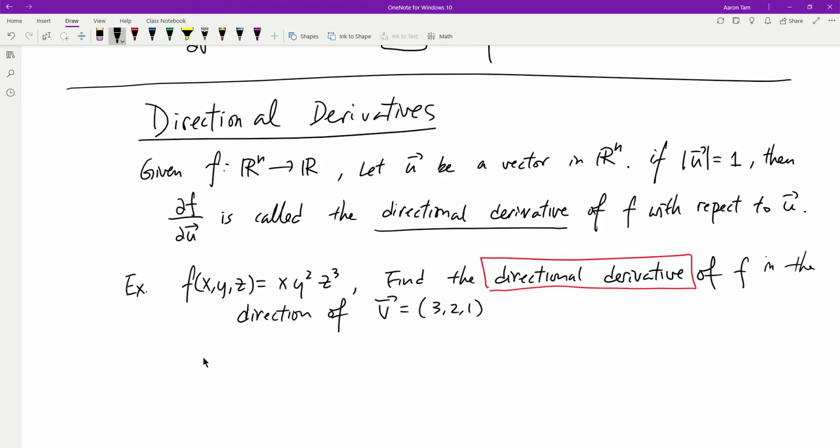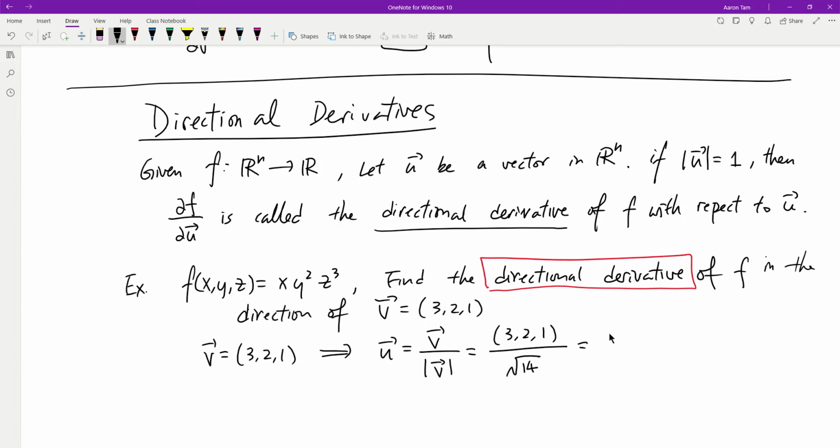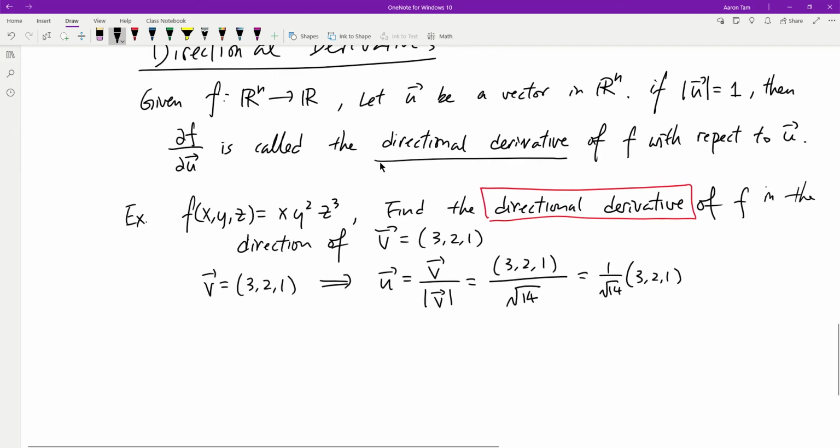So therefore, the first thing I'm going to do is the following. Vector v is 3, 2, 1. I'm going to now try to find vector u, which is length 1. And to do that, I have to basically take vector v divided by the length of vector v. So that will be 3, 2, 1 divided by the length of vector v, which is the square root of 9 plus 4 plus 1, which is the square root of 14. Or I can think of it as 1 over radical 14 multiplied by 3, 2, 1. So now I'm ready to go ahead and form my directional derivative.